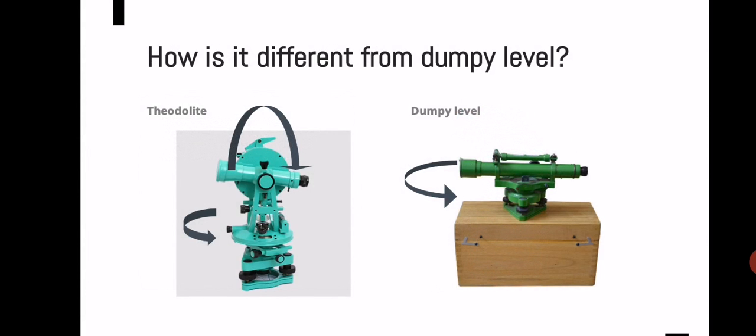So how is it different from dumpy level? Here we can see the movement patterns in theodolite and dumpy level. In dumpy level, we have the freedom of movement only horizontally, but in theodolite, we have the freedom of movement horizontally as well as vertically.